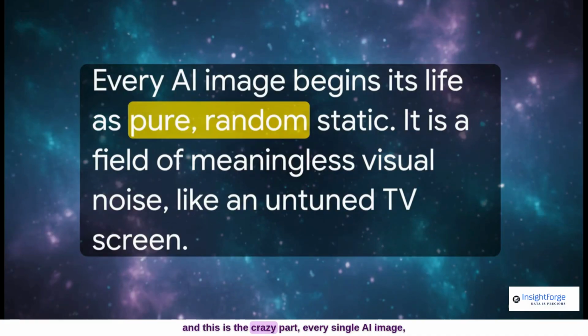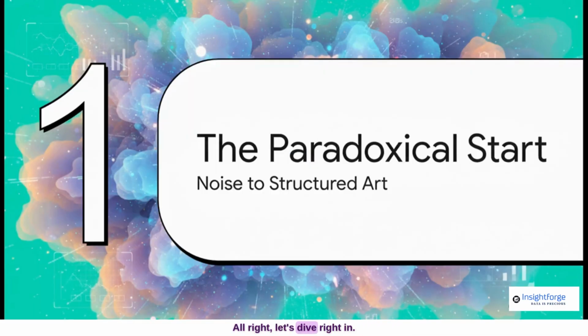Because, and this is the crazy part, every single AI image, doesn't matter how gorgeous or complex, begins its life just like this, as a field of total, meaningless, random static. It's pure statistical noise. So the real question is, how on earth do you get structure from complete and utter disorder? All right, let's dive right in.